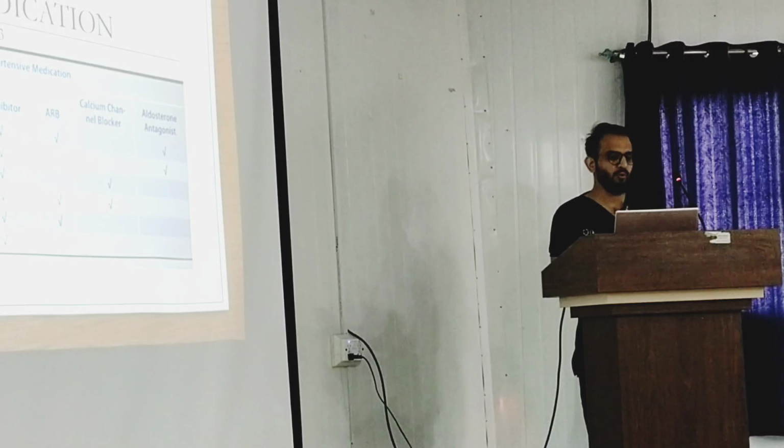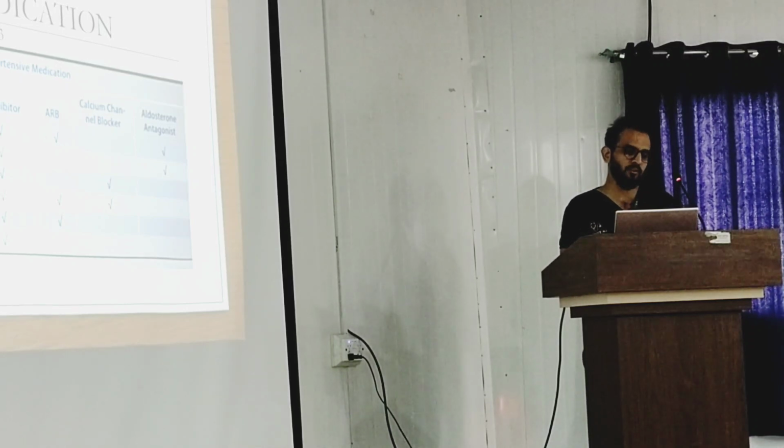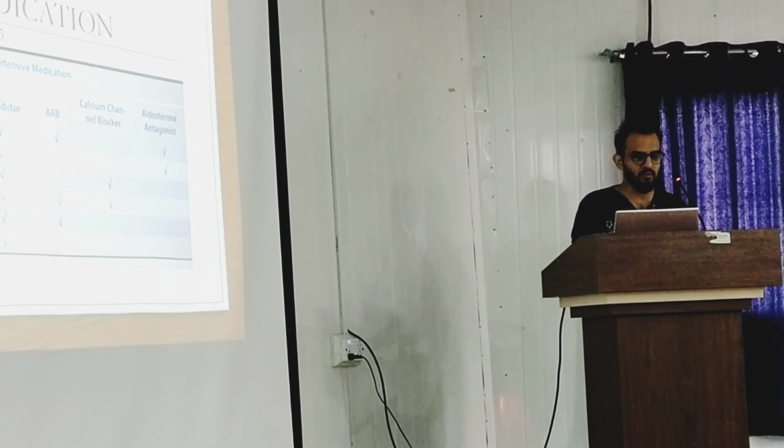Recommended antihypertensive for coexisting indication. If a patient already has a coexisting indication, we choose the antihypertensive according to this. If the patient is a known case of heart failure, diuretic, beta blocker, ACE inhibitor, ARBs, and aldosterone antagonists are choices. Following MI, beta blocker, ACE inhibitors, and aldosterone antagonists are the choices. High coronary disease risk: diuretics, beta blockers, ACE inhibitors, calcium channel blockers are the choices.